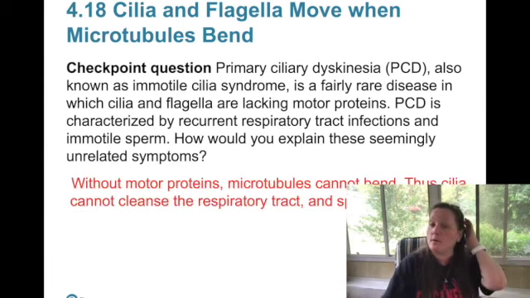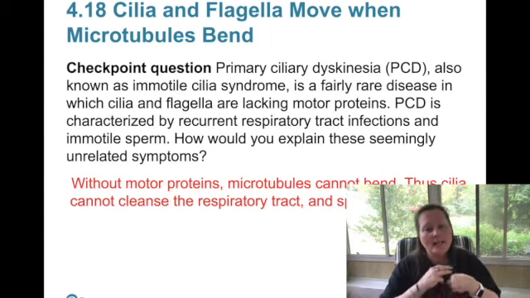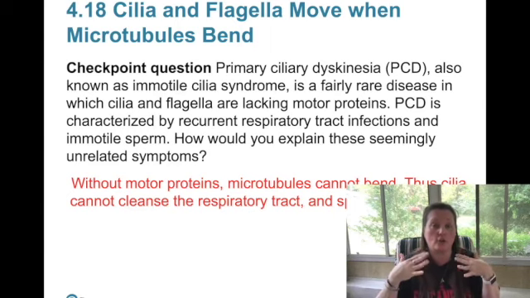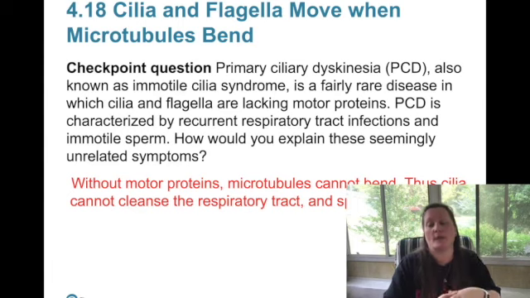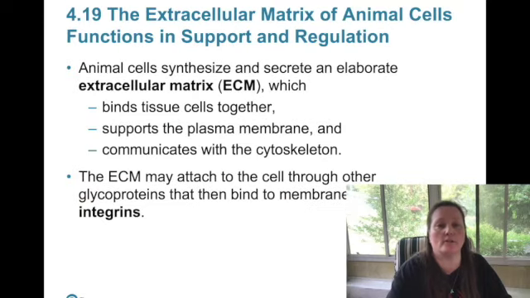Well, without motor proteins, the microtubules cannot bend, so the cilia cannot clean the respiratory tract because your lungs are full of cilia. That's the little hair-like structures. I cover it more in Bio 124 when we talk about it, and when I go off about why smoking anything at all is not a good thing, because you're literally burning the little cilia, the hair-like structures in your lungs. And then the sperm cannot swim because the flagella, that's how the sperm move, so it would kill the motility.